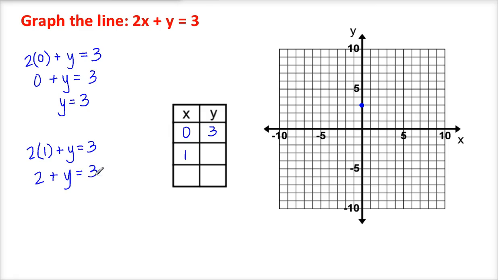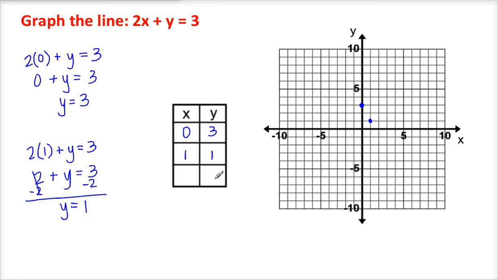Well, 2 plus what is 3? That should be pretty easy, but we'll do the algebra. Combine 2 with its 0 pair, which is a negative 2. Do that on both sides to keep it balanced. And we have y equals 3 minus 2, which is 1. So when we plug in a 1 for x, we got a 1 out for y. So (1, 1) is another point on my line.